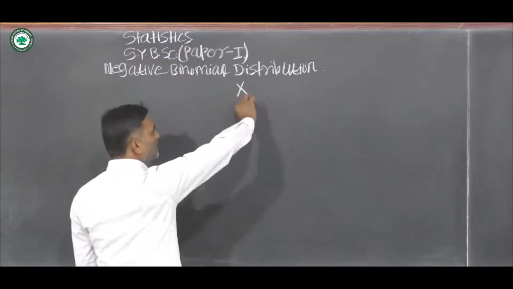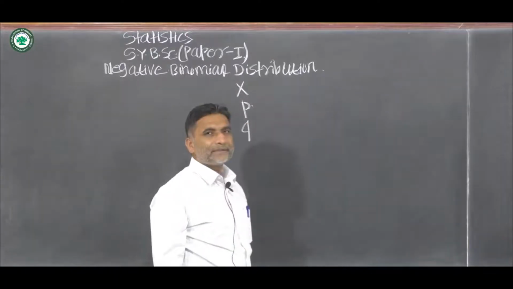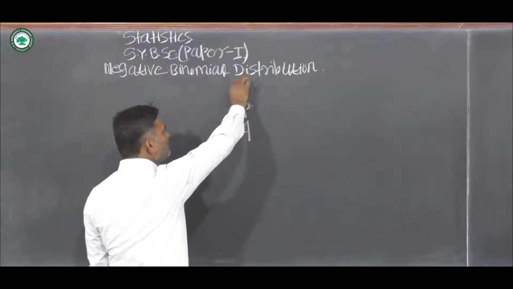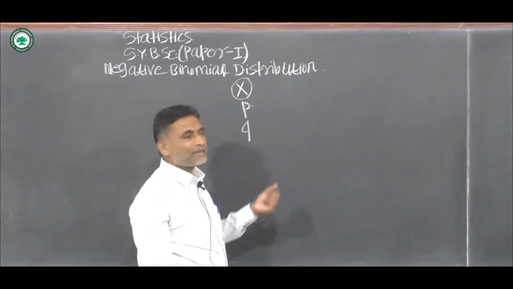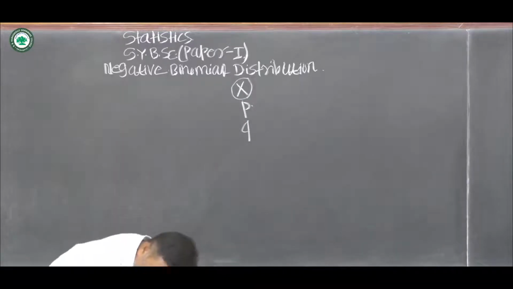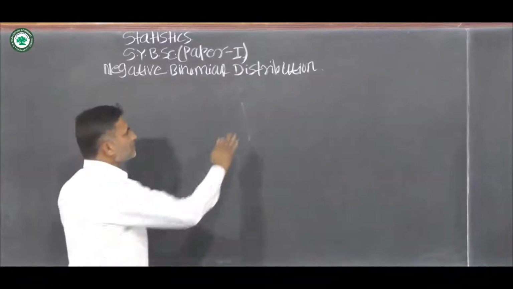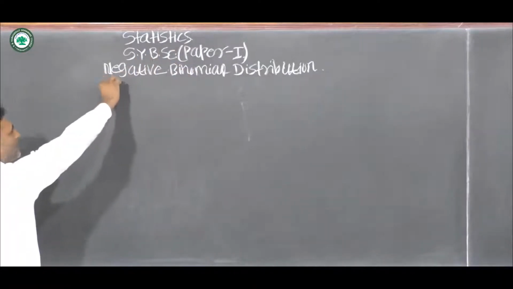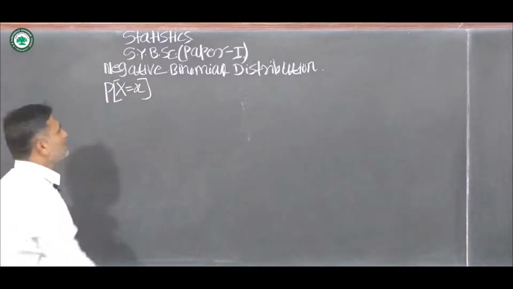P is the probability of success and Q is the probability of failure. Then the probability mass function of random variable X, we derive as follows. The probability mass function of random variable X is probability of X equal to small x.